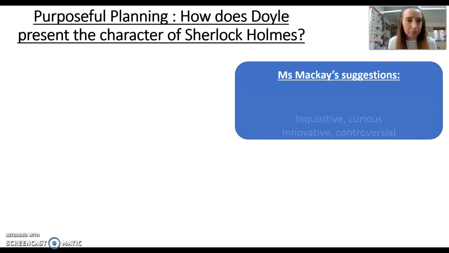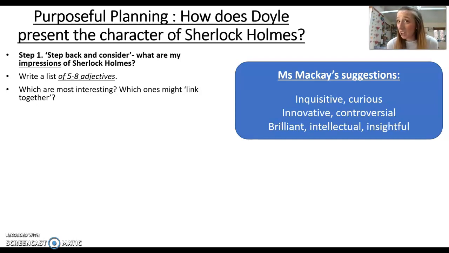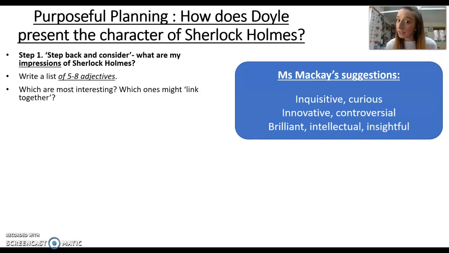Where do you start? Well, I would suggest, as always, that you step back and you consider the full character. So when I think, okay, how would I answer this question? The first thing I do is think, well, what do I think of Sherlock Holmes? What are my impressions of his character? And the easiest way to do that is to just write a list of adjectives. So I write a little mind map and I think, okay, Sherlock Holmes, what do I think of when I think of his character? Well, I think of somebody who is inquisitive and curious.